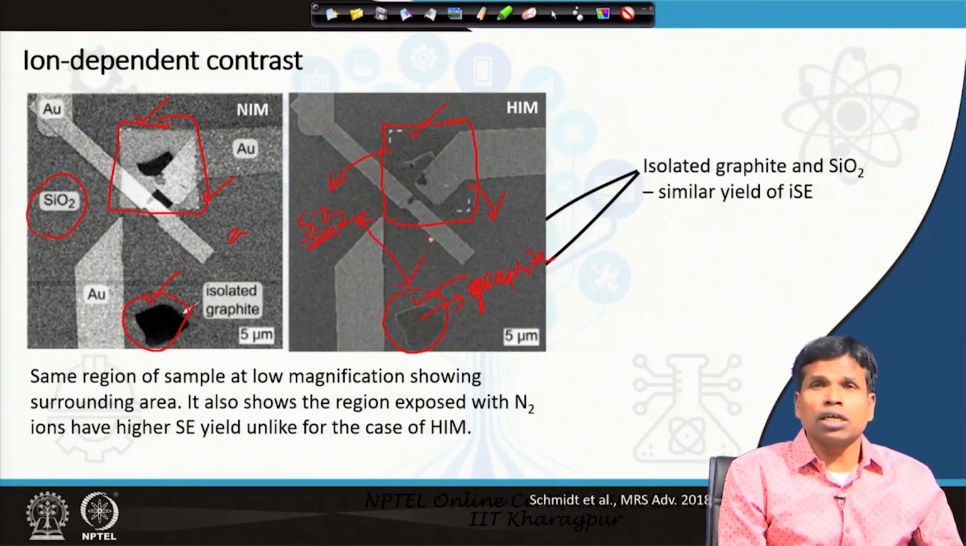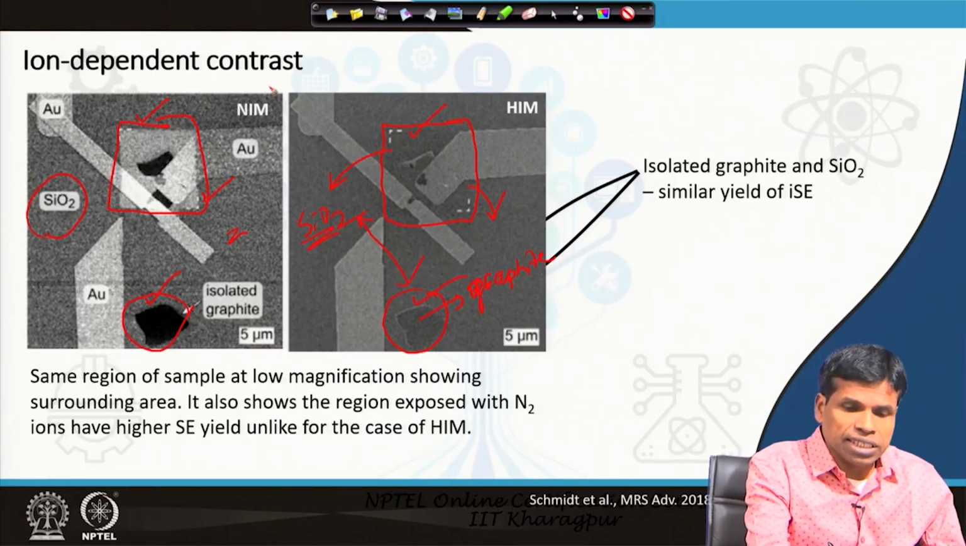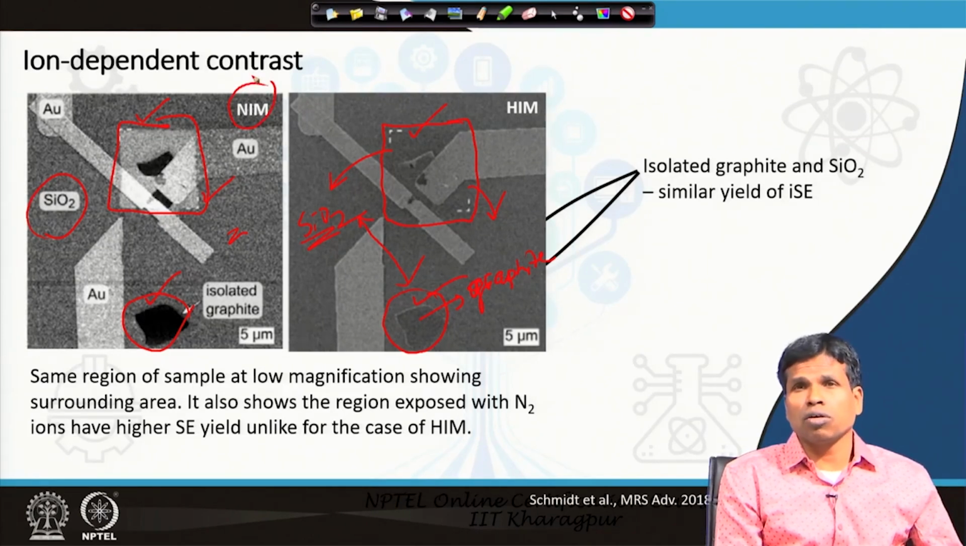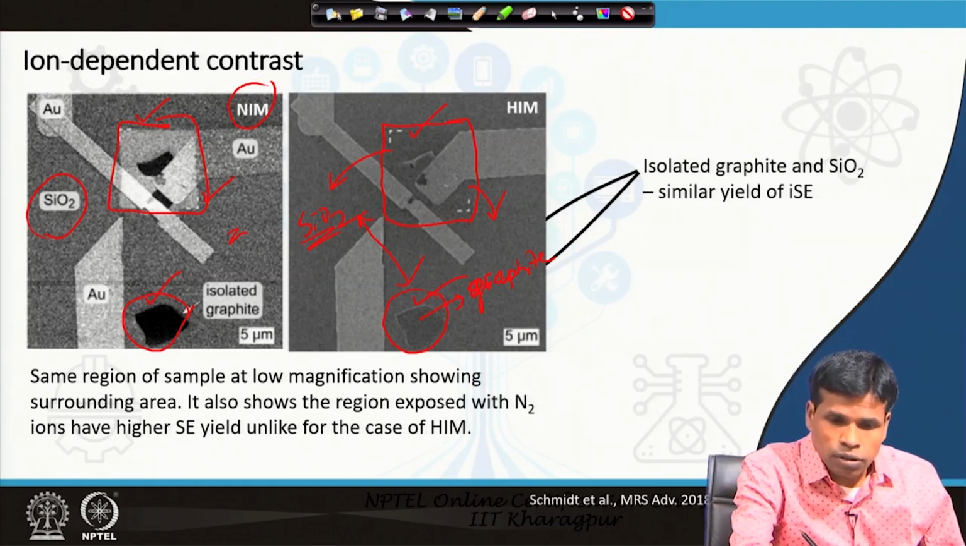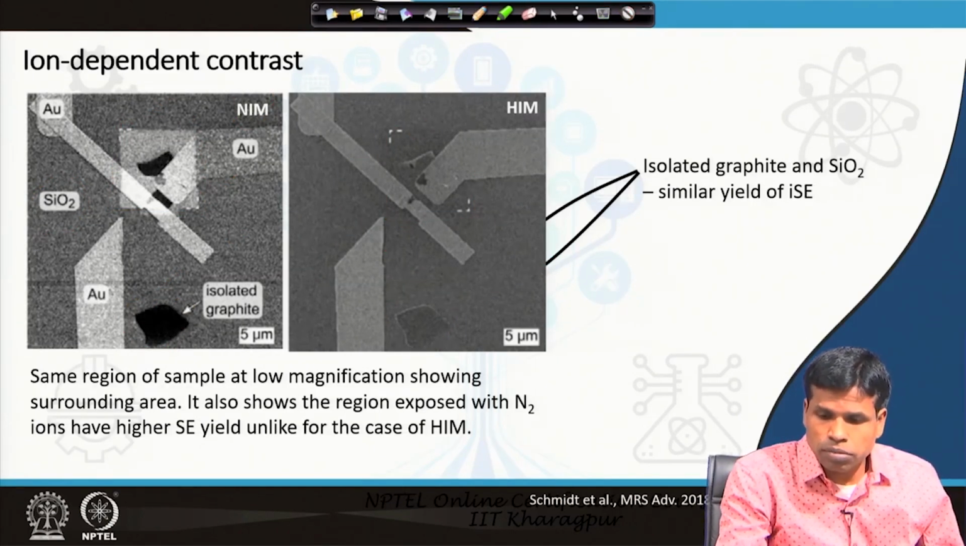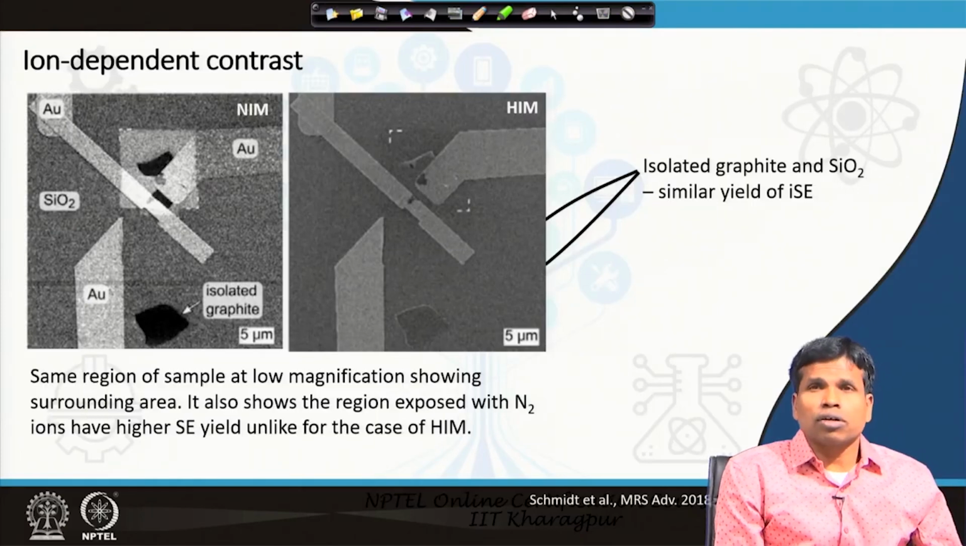So, this indicates that by changing the ion, in some cases we could see a drastic difference in the contrast or the ion-induced secondary electron yield, thereby helping us to distinguish the presence of different specimens in the material. This is the effect of ions on the contrast mechanism, which is not possible in a scanning electron microscope.